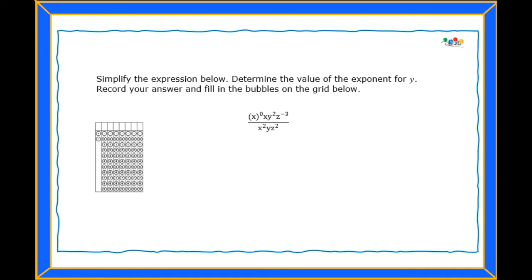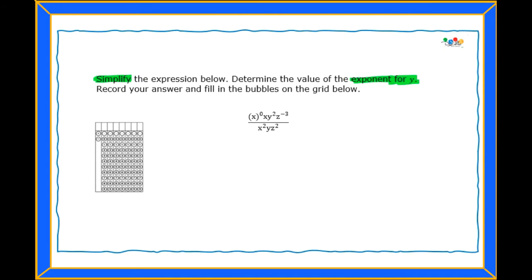So let's see what is it that I'm supposed to do. Well, they want me to simplify, is that right? But look at what they're asking you to find. They want you to simplify, but they're only asking you for one of the terms. They want to know what is the exponent for the y. So keep that in mind. And of course, they want me to put them in the grid.